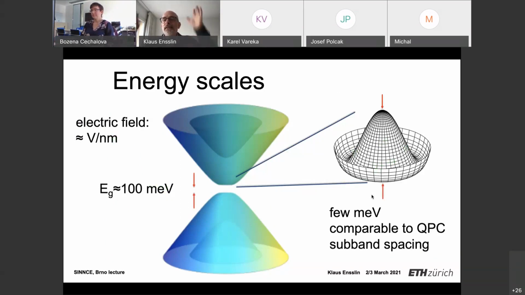Actually, if you look in detail and you go to higher energy, there's an additional effect in the band structure, which is trigonal warping, which means it's not completely round, but it has a triangular shape. But that's yet another detail, which actually plays a role in experiment, as we will see later.